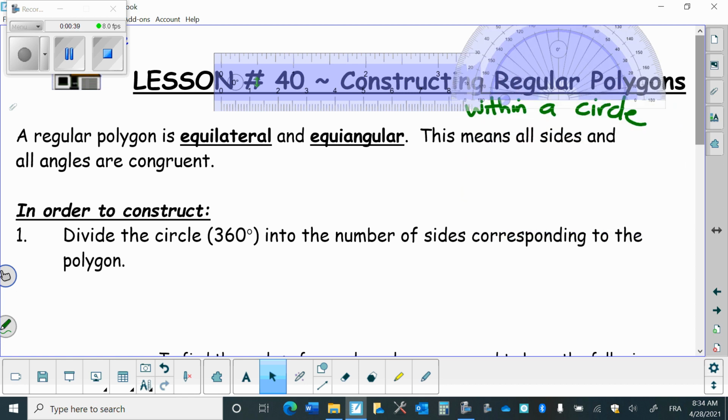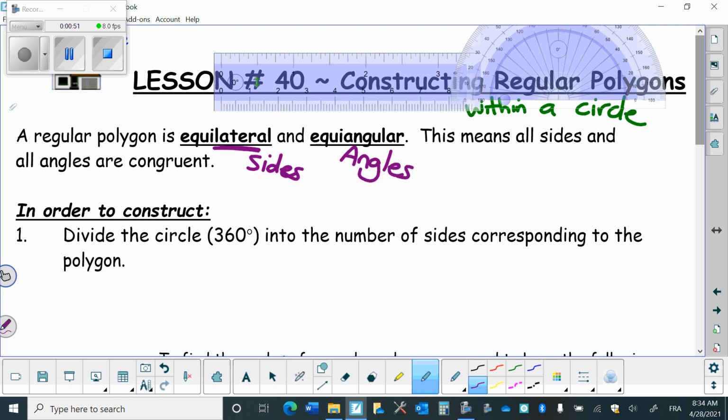A regular polygon is equilateral and equiangular, right? We know what that means. All the sides are the same and all the angles are exactly the same. If they weren't, we couldn't do this. This means all sides and all angles are perfectly congruent. We should know what the word congruent means.